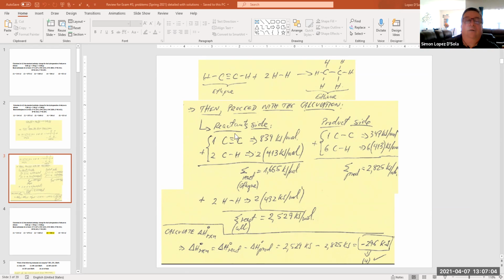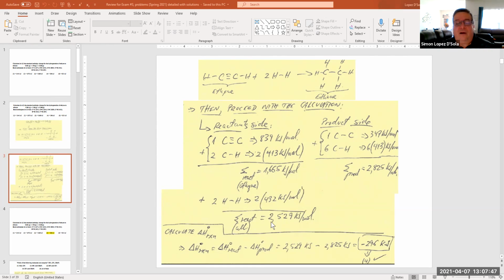In the reactant side, we have one carbon triple bond carbon, and here is the energy, 839 kilojoules per mole. And remember for each ethyne molecule, you have two carbon-hydrogen bonds, so it's 2 times 413 kilojoules per mole. But remember that you need ethyne and you need the 2 moles of hydrogen. So for the ethyne, we have 1,665 kilojoules per mole. And for the 2 hydrogens, you have 2 times 432 kilojoules per mole. And when you sum the two, you will have a total for the reactant side, which is 2,529 kilojoules per mole.